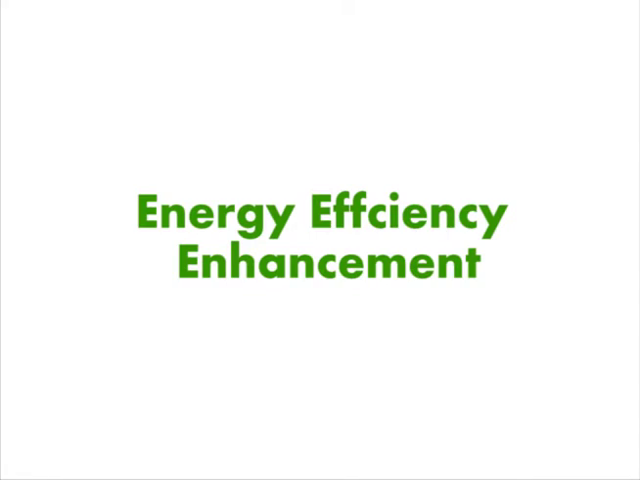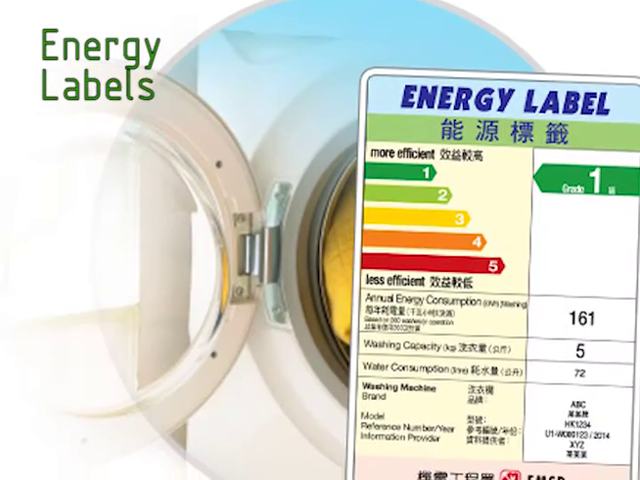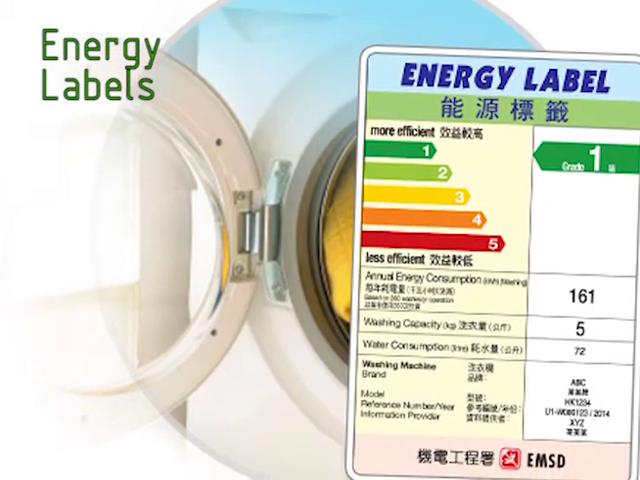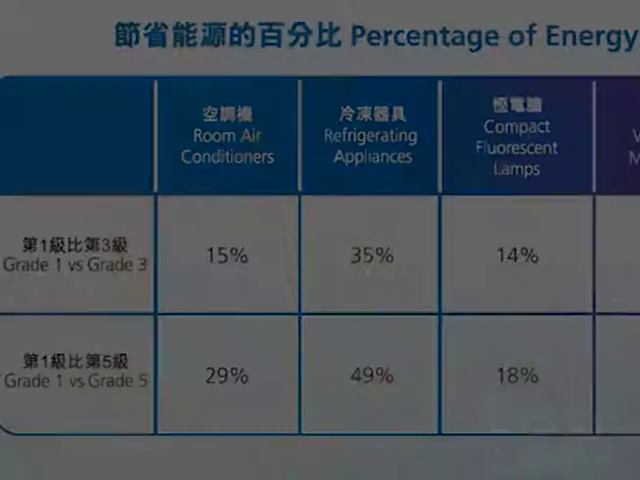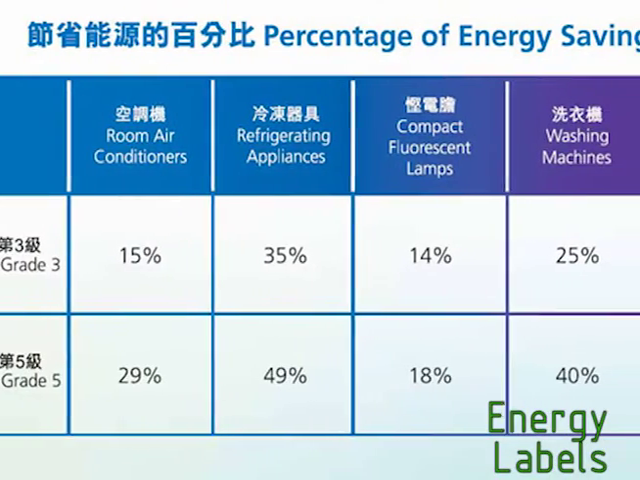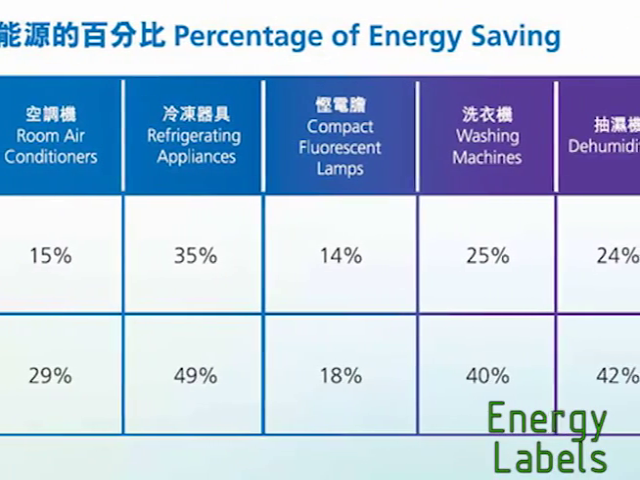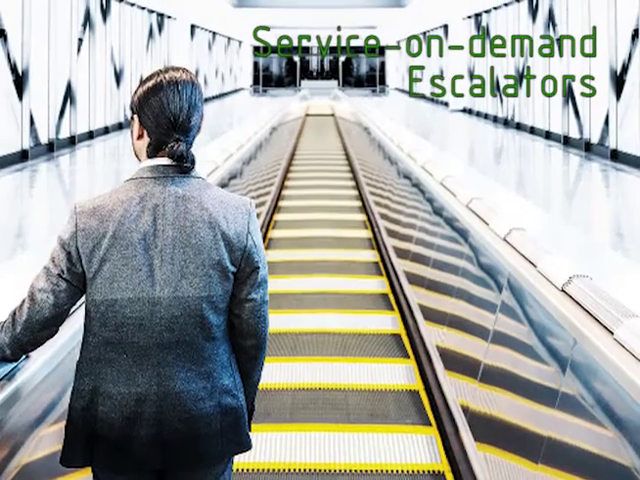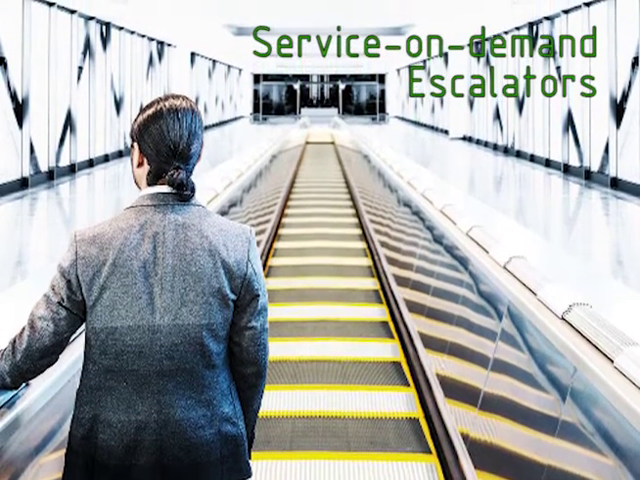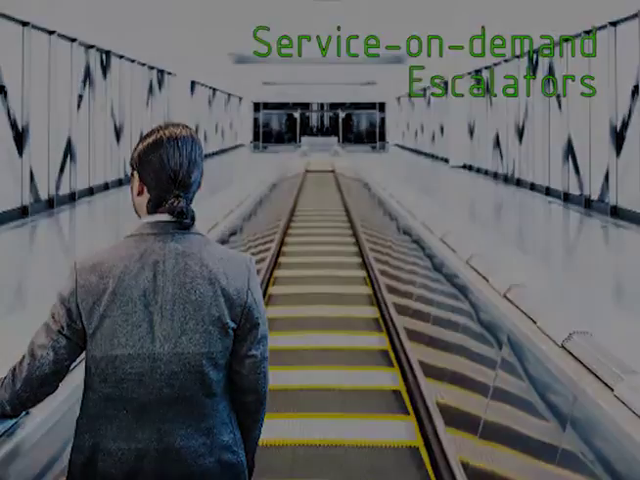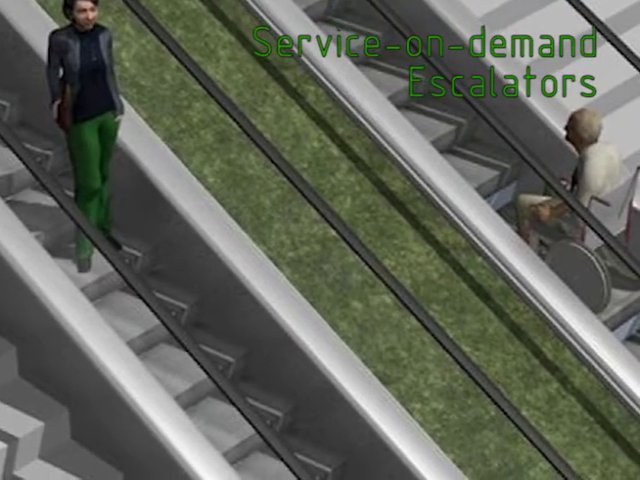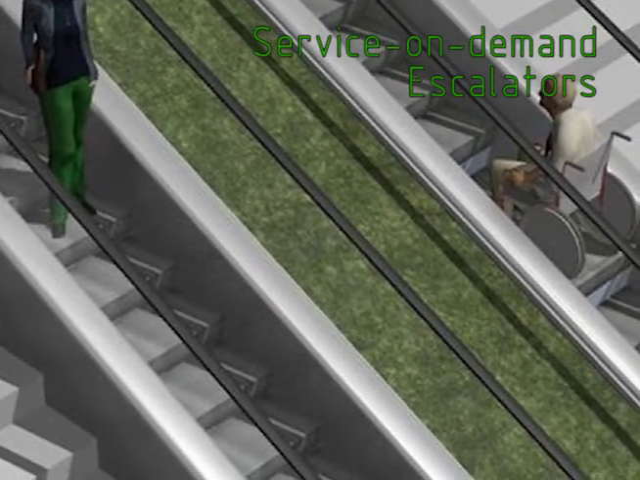For enhancing energy efficiency, replacing electrical appliances with ones with an energy label saves energy of 50% to 45% by upgrading to Grade 1 devices. Besides, a surface on-demand escalator reduces speed by using a sensor to detect the presence of passengers and saves energy by about 52%.